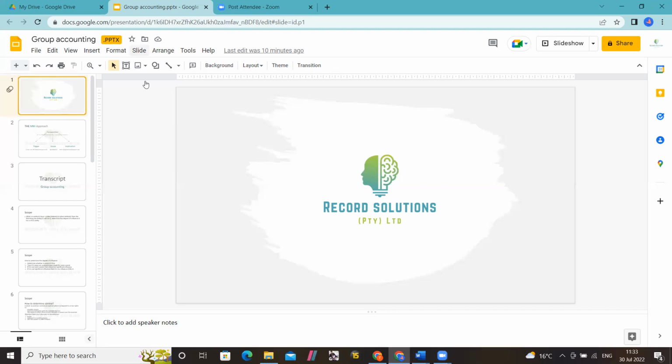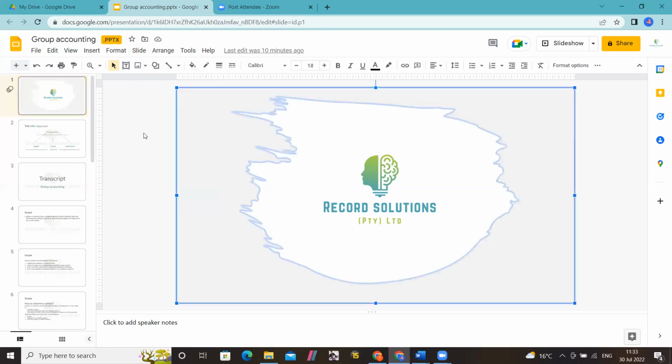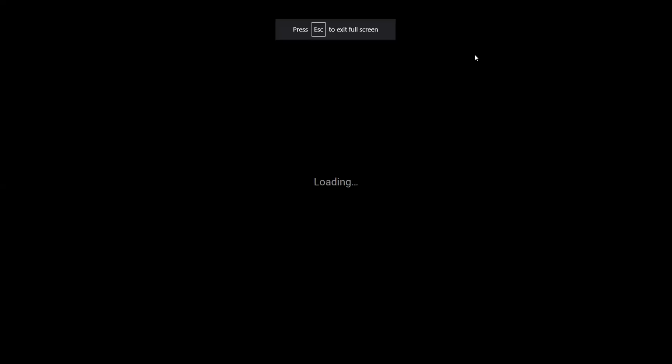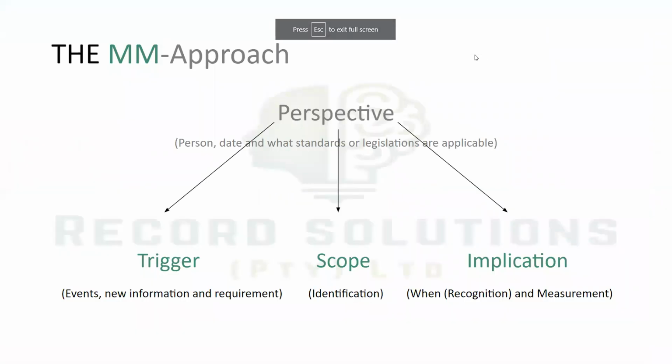The first thing, before I start with this, I just wanted to go through the MM approach. I suggest you use it, and I'll even show you how we use it in question papers, because it's very important to know where you are in the process when you are reading the scenario and the required. I'll teach you how to apply this MM approach, and you'll see it's easier to do questions when you apply it. So let me just go through it quickly.